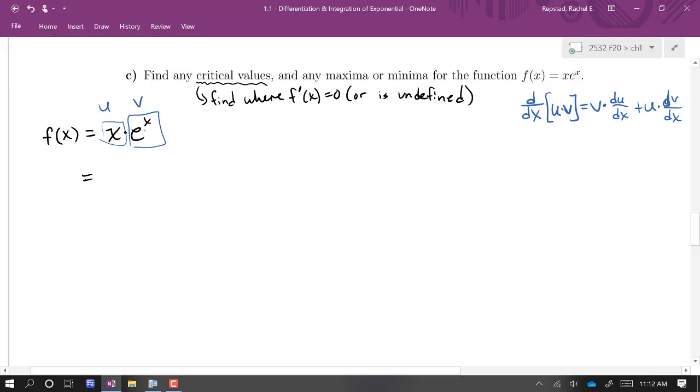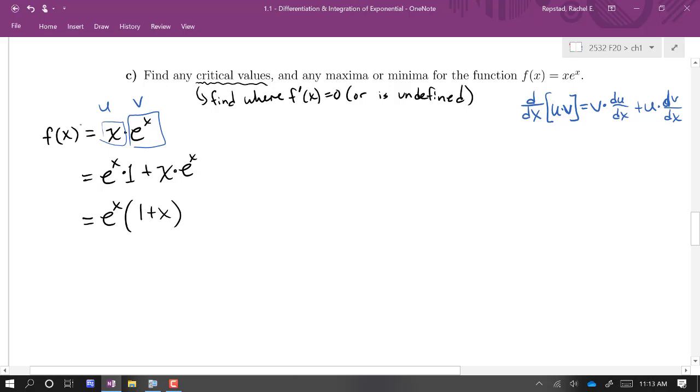So in this case, v is e to the x. du dx, the derivative of x, is 1, plus u is x, and the derivative of e to the x is e to the x. I'm going to simplify this by factoring out the e to the x, and then inside we have 1 plus x.